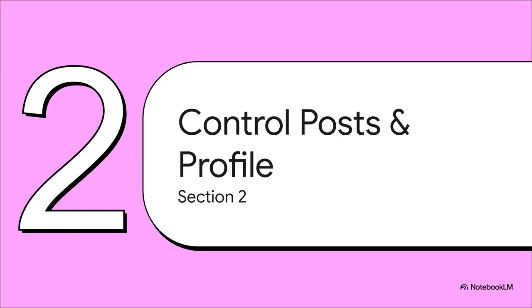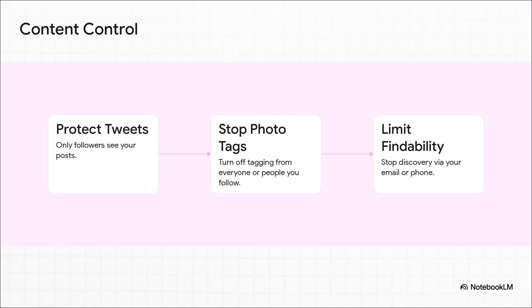All right, now that we know why we're doing this, it's time to get our hands dirty and start building up those defenses. First up, let's take control of who gets to see your posts and your profile. Okay, you're going to want to find your audience and tagging settings. The first 3 moves here are total game changers. First thing, protect your tweets. This one little switch makes it so only your followers see what you post. Boom. Next, turn off photo tagging from people you don't follow. And finally, stop people from finding you using your email or phone number. Simple moves, but really powerful.